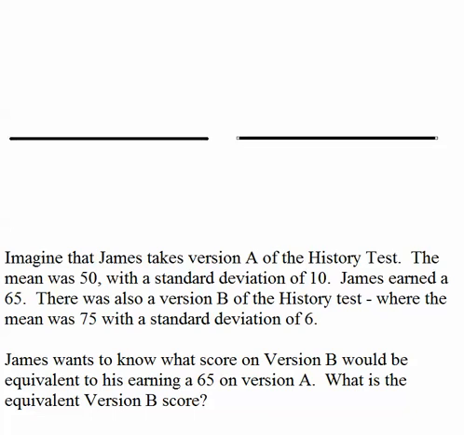I'm going to give you a quick tutorial about finding an equivalent score from moving from one distribution to another. Here's our question. Imagine that James takes version A of the history test. The mean was 50 with a standard deviation of 10, and James earns a 65.